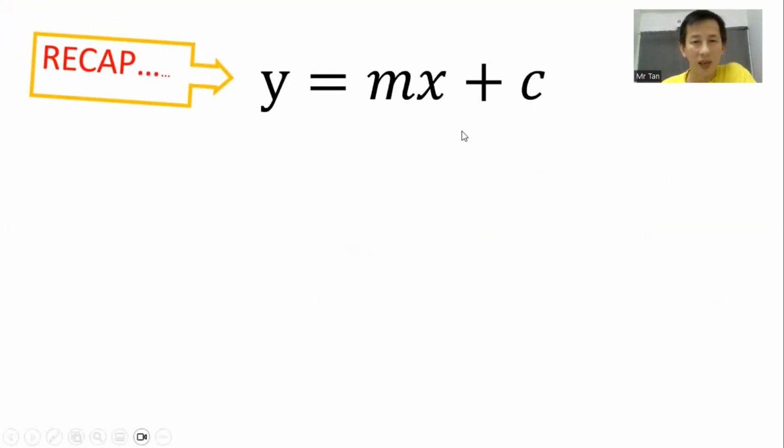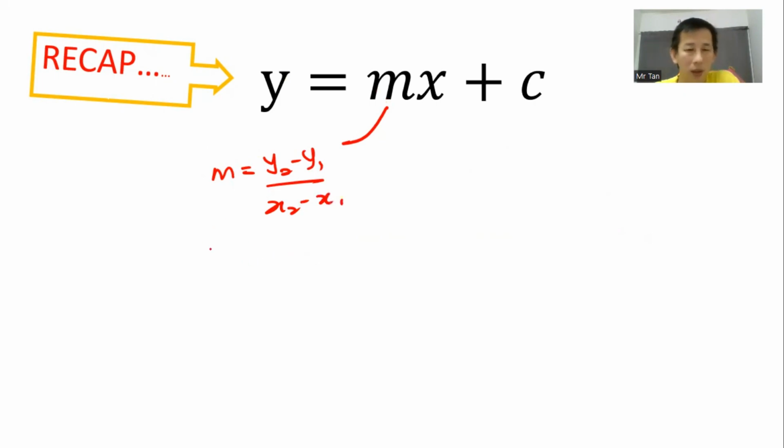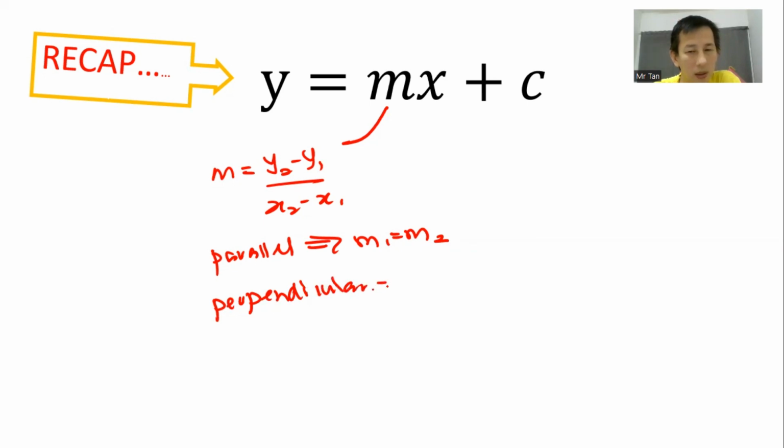As a recap, remember the equation of the line will be in the form of y equal to mx plus c. The m is the gradient, where m is equal to y2 minus y1 over x2 minus x1. If the line is parallel, then we will use m1 is equal to m2. And if your line is perpendicular, then we will use m2 is equal to negative 1 over m1.